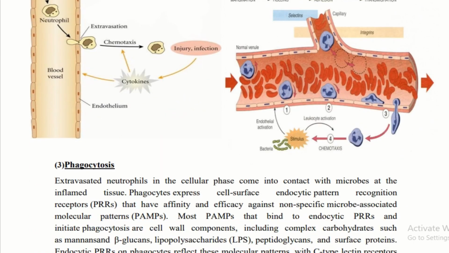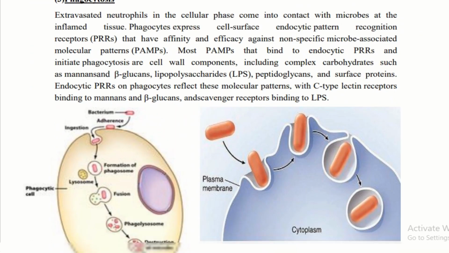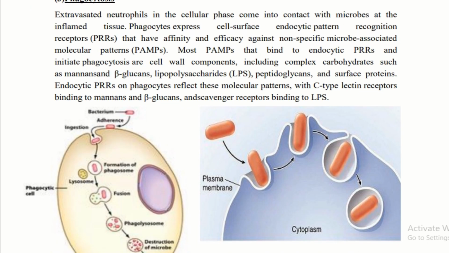Step number 3 is phagocytosis. Extravasated neutrophils in the cellular phase come into contact with microbes at the inflamed tissue. Phagocytes express cell surface endocytic pattern recognition receptors, or you can say PRRs, that have affinity and efficacy against non-specific microbe-associated molecular patterns.